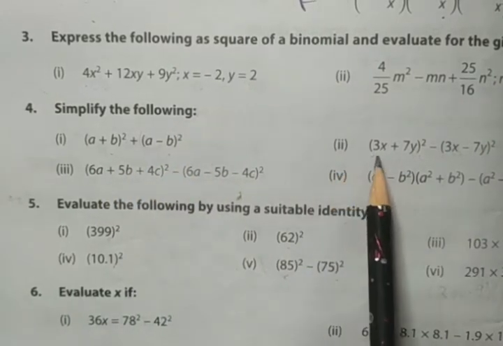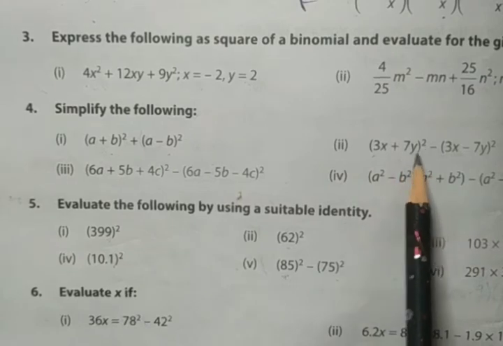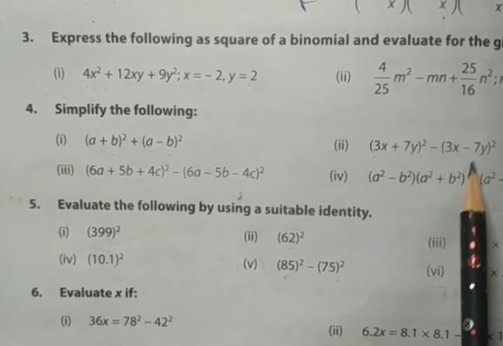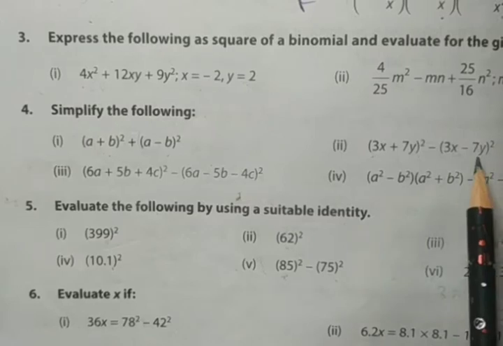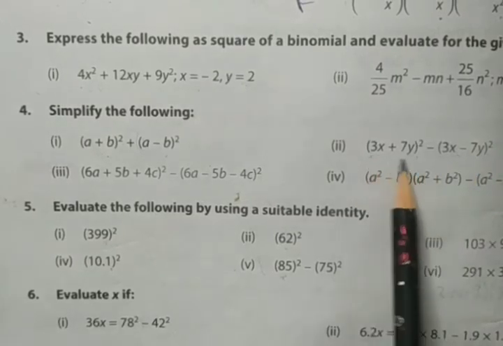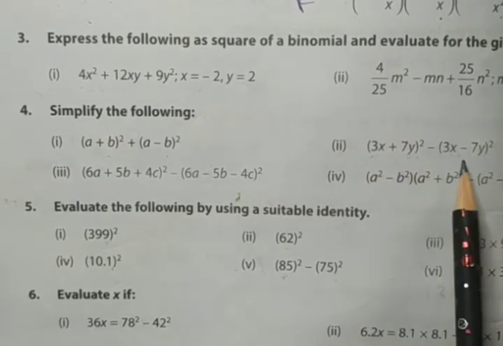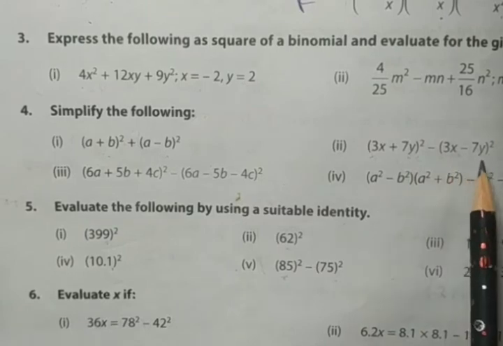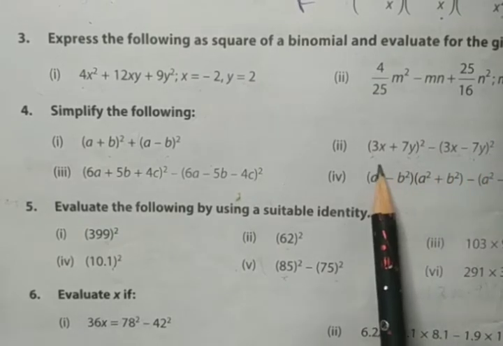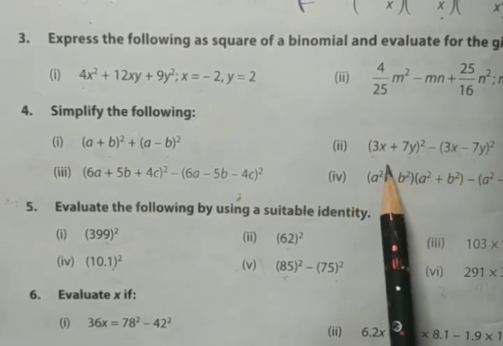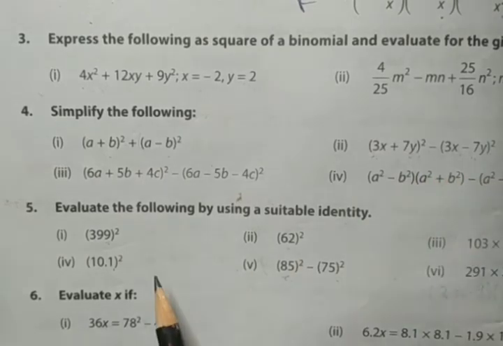Part 2: (3x plus 7y) whole square minus (3x minus 7y) whole square. Again for term 1 use identity 1 and for term 2 use identity 2. जब आप इसको खोल देंगे टर्म्स क्रॉस हो जाएंगी and then you will get the answer.